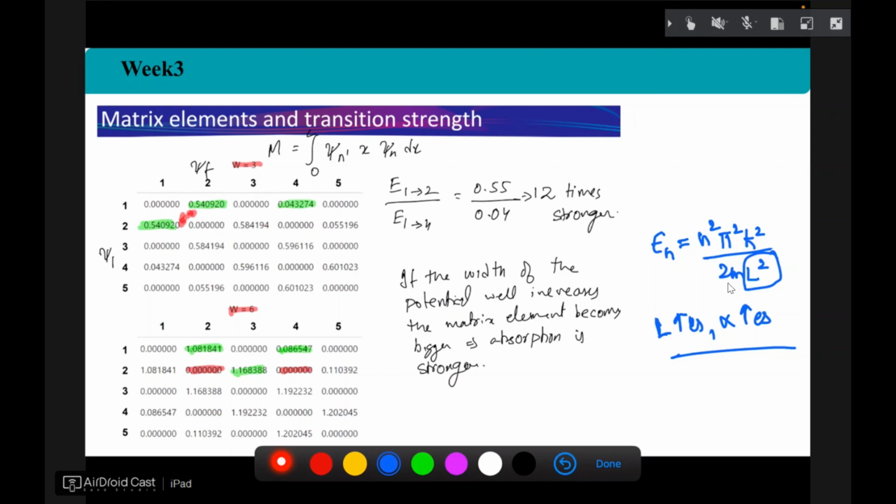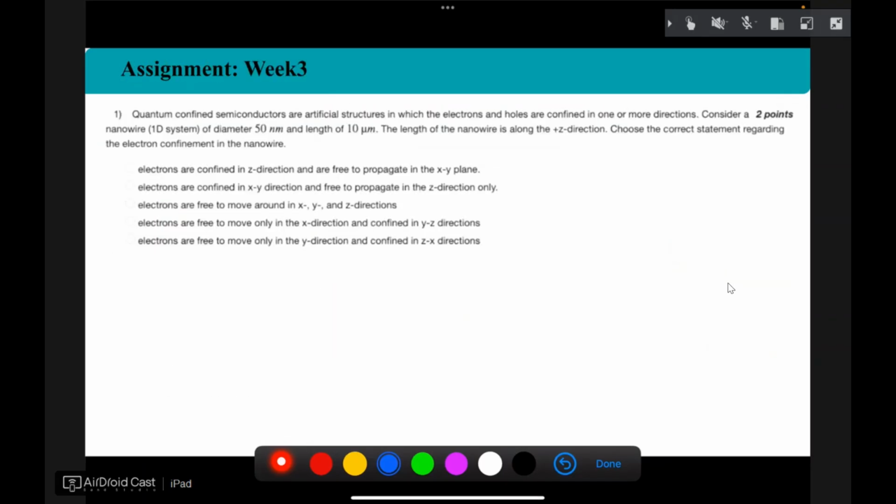We saw that absorption in semiconductors is given by Fermi's golden rule. On the basis of whatever we studied this week, we have some problems regarding that. That is assignment 3. So we can solve the assignment now.